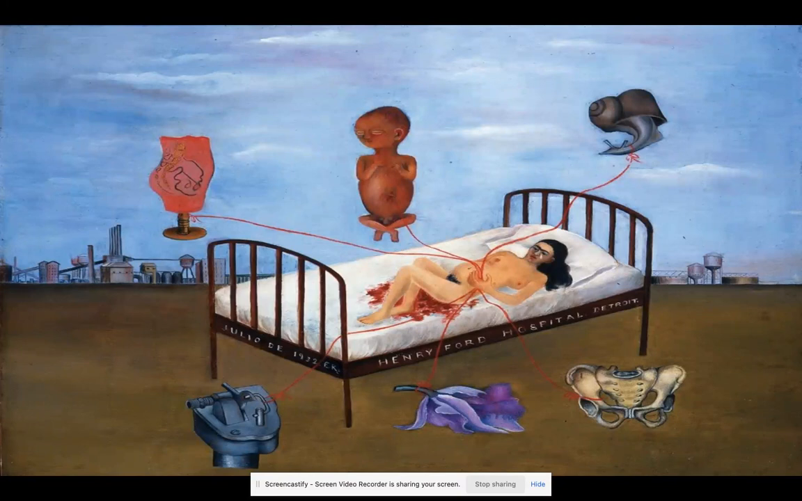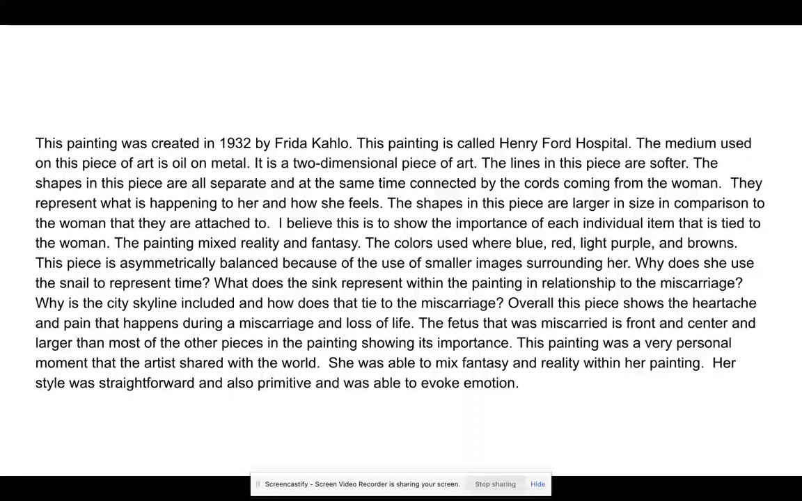So, to me, overall, this piece shows the heartache and pain that happens during a miscarriage and loss of life. The fetus that was miscarried is front and center and larger than most of the other pieces in the painting, showing its importance. And I feel that this painting was a very personal moment that the artist shared with the world. She was able to mix fantasy and reality within her painting. Her style was straightforward and also primitive, and was able to invoke emotions within her viewers. This is my typed out formal analysis.